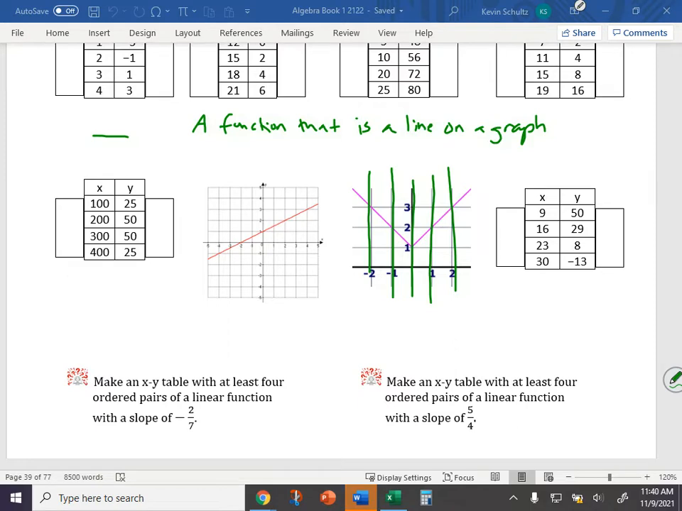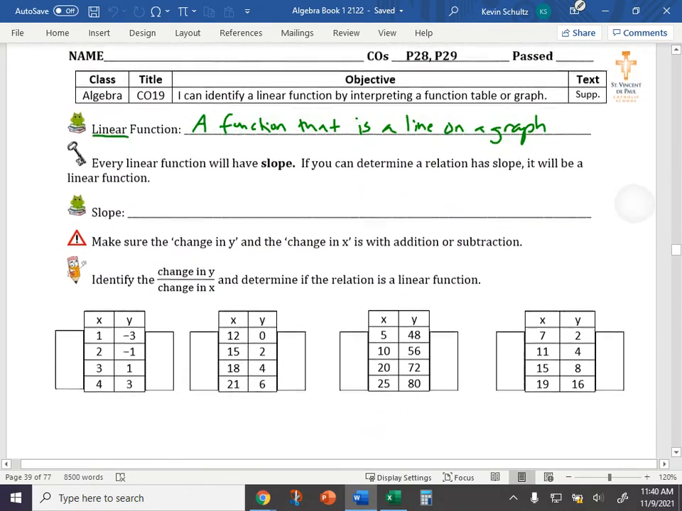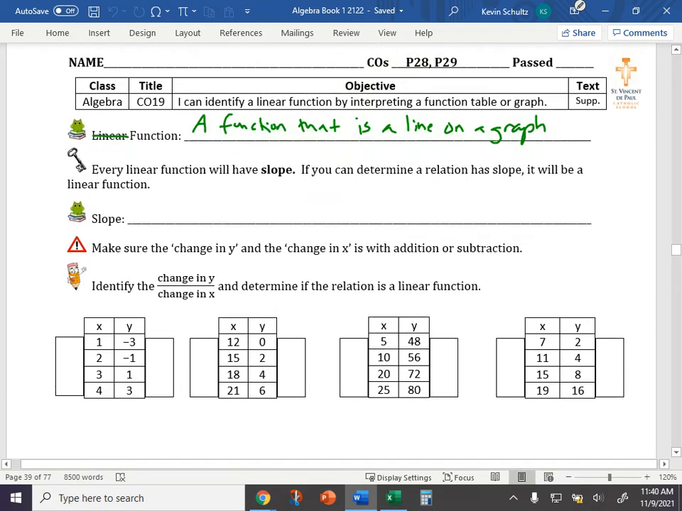And what makes linear functions special, other than being a line, is that every linear function has slope. We talked about slope a lot last year in pre-algebra. How to find slope with a formula, how to graph an equation using slope. What is slope? We defined it like three or four different ways.